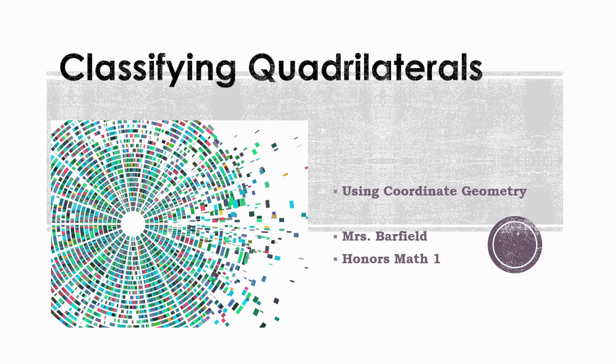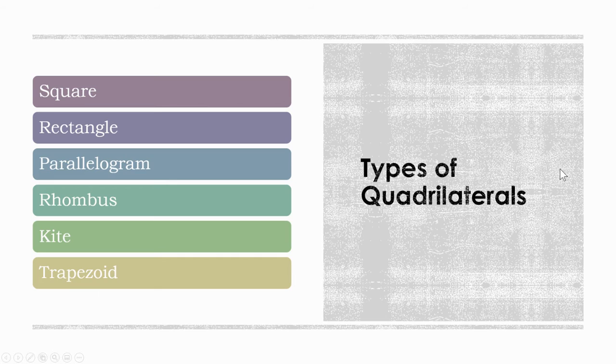All right, so let's look at what we've got going on here. We've got some types of quadrilaterals. Some should be reviewed, and a couple might be new. We've got a square, a rectangle, a parallelogram. You should definitely know those. And then we've got a rhombus, a kite, and a trapezoid.